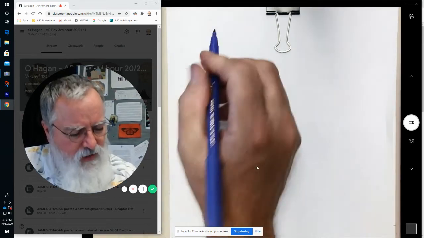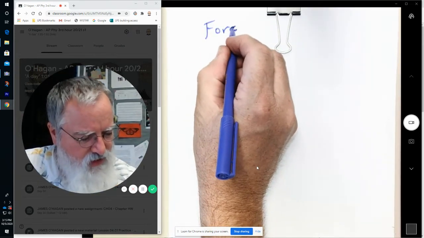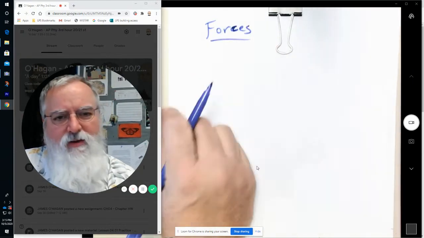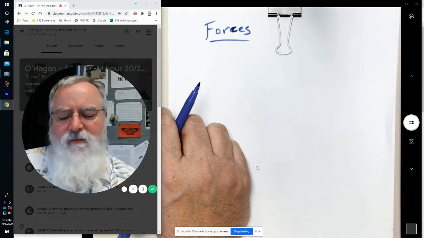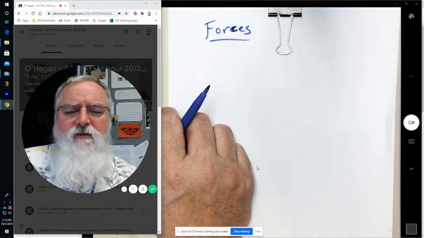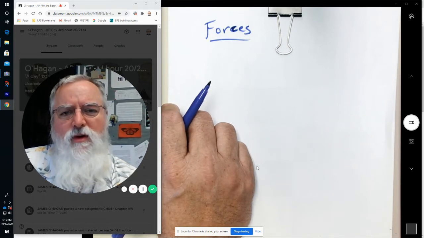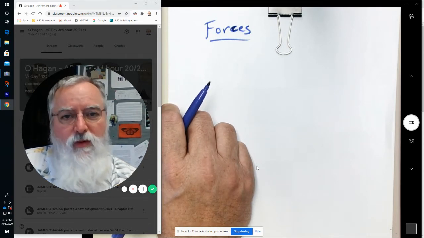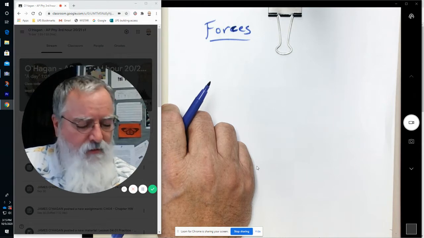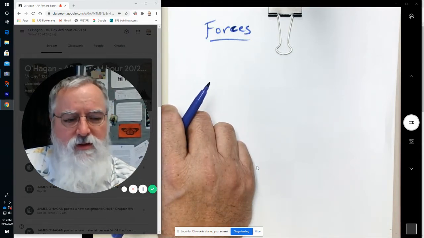Today we're going to be talking about forces. F-O-R-C-E-S. Wow, it's been a long day and I spelled forces wrong. All right, so we can get really fancy schmancy with a definition of force. But the easiest thing to say is force is a push or a pull. When you pull on an object, you're applying a force. When you push on an object, you're applying a force.